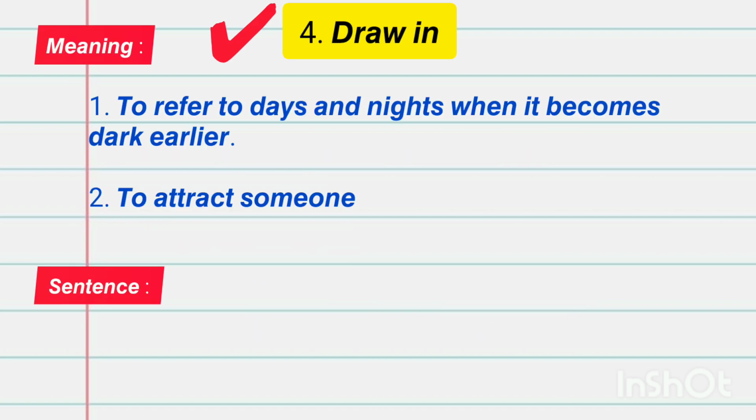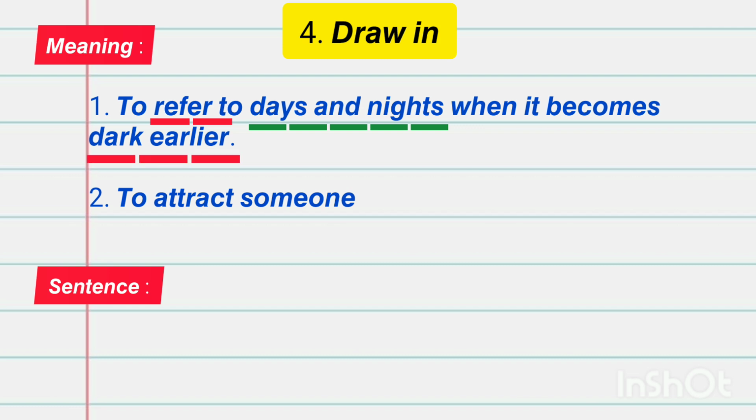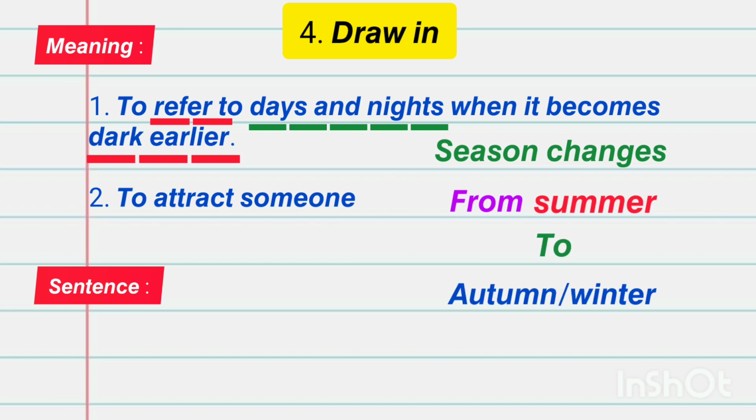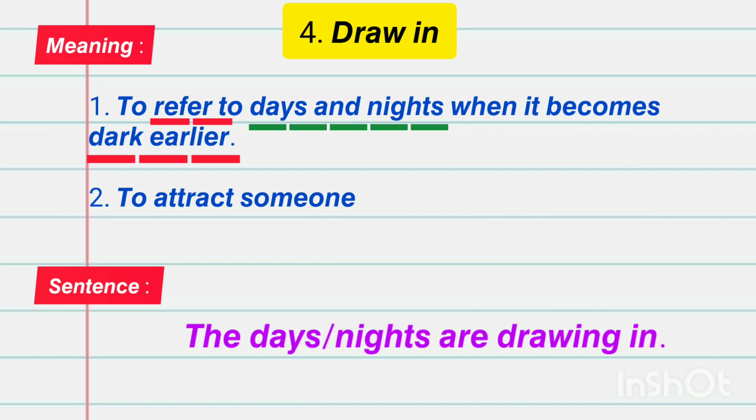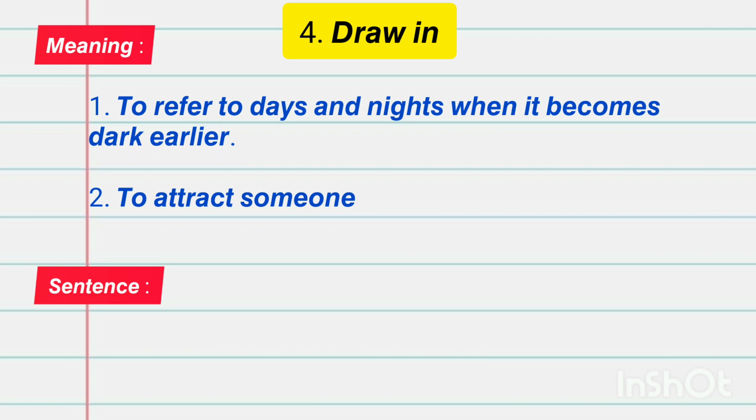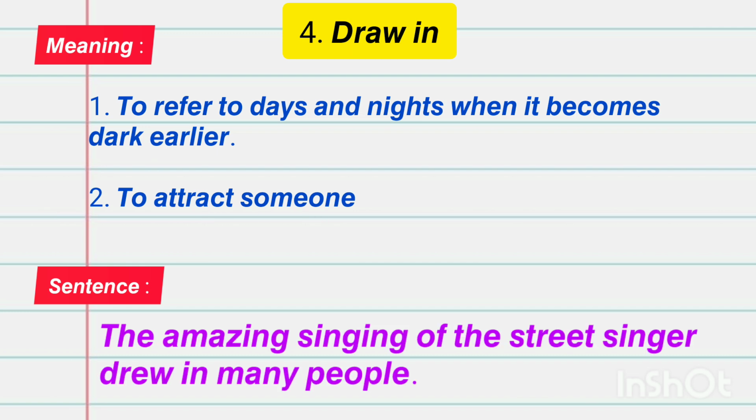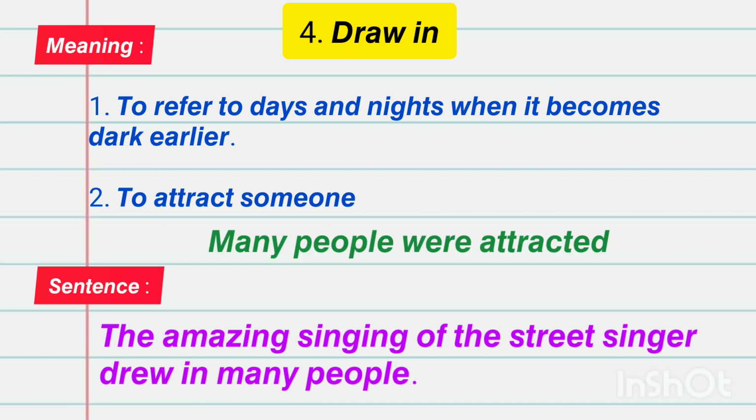We use draw in to refer to days and nights when it becomes dark earlier. This happens when season changes from summer to autumn and then to winter. Then we say the days or nights are drawing in. Second meaning of draw in is to attract someone. For example, the amazing singing of the street singer drew in many people. That is, many people were attracted, that is, drew in by the amazing singing of the street singer.